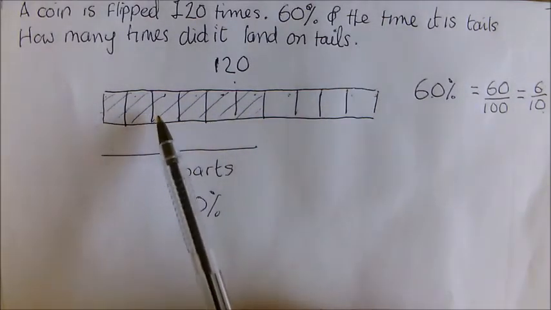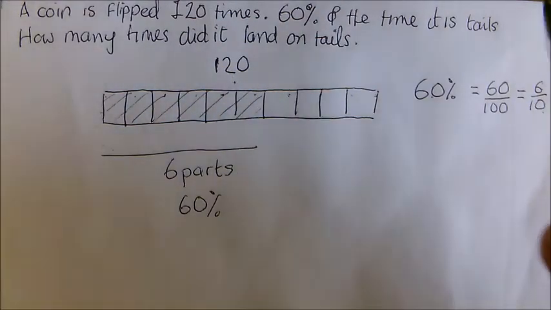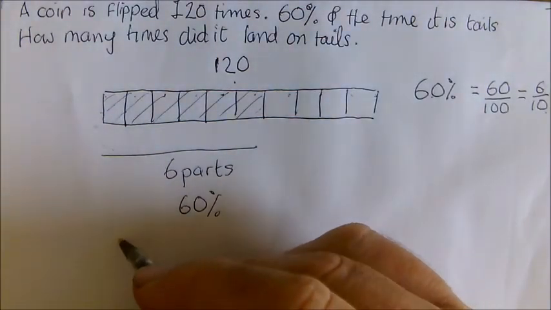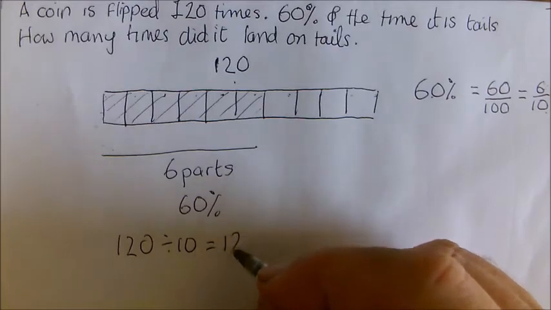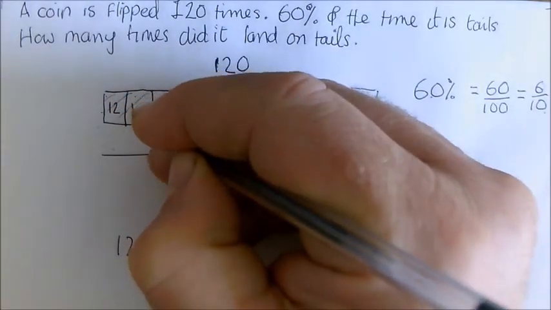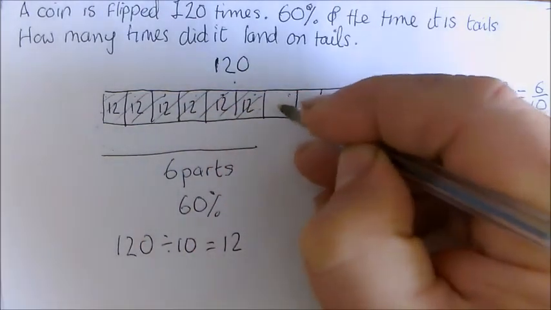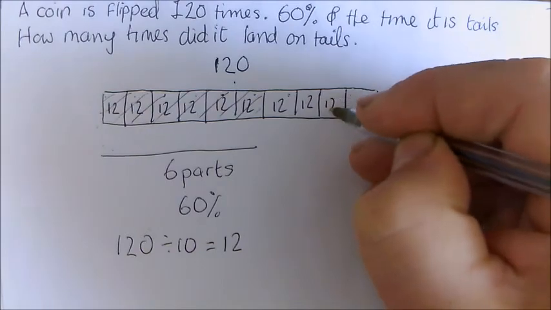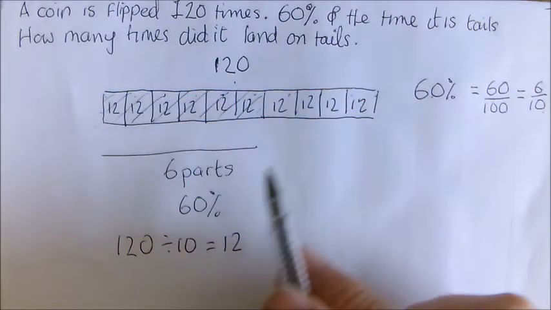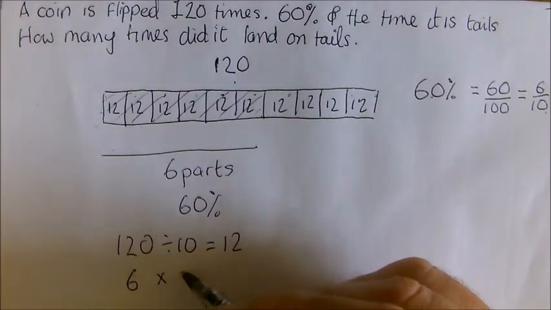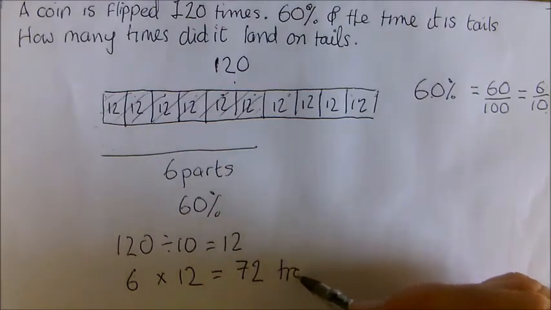So if each box, when you add them together, is 120, you are dividing that into 10 parts, and 120 divided by 10 is 12. So in each box you have 12 flips of the coin. Now if six of them turn out to be tails, you've got 6 times 12, which is 72 throws.